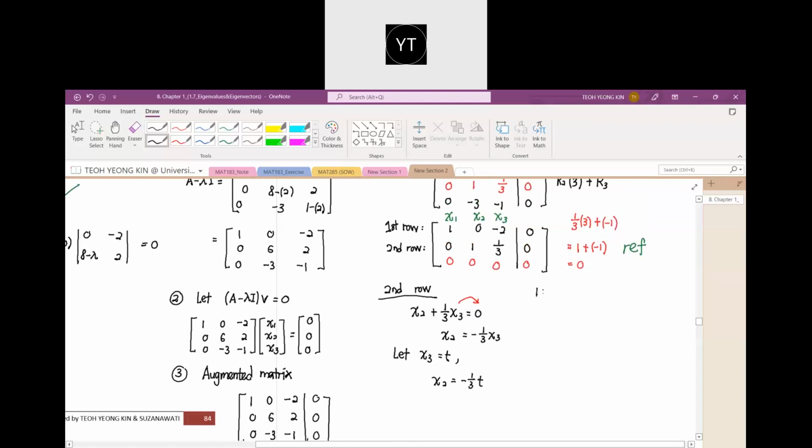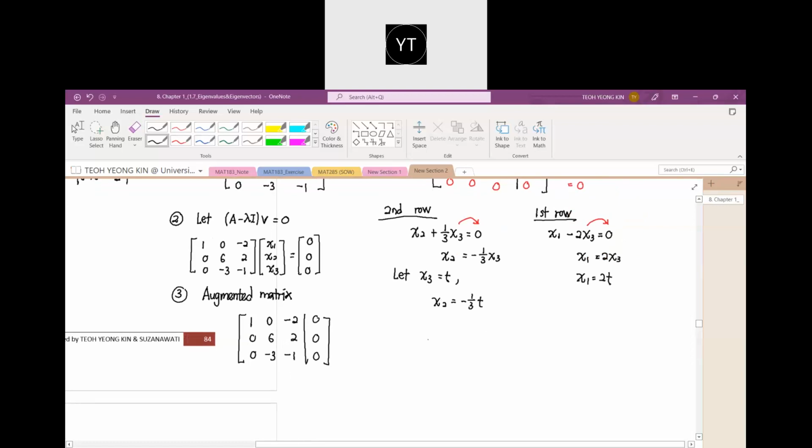So by using the first row, 1x1, which means x1, plus 0x2. x2 does not exist. So minus 2x3 is equal to 0. So x1 is equal to, again, I move negative 2x3 to the right hand side, I should get positive 2x3. So again our x3 is t. Our x3 is t. So x1 will be equal to 2t.